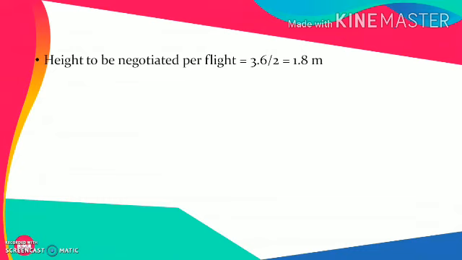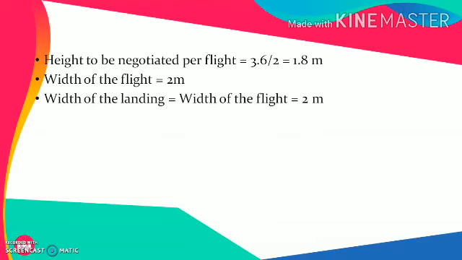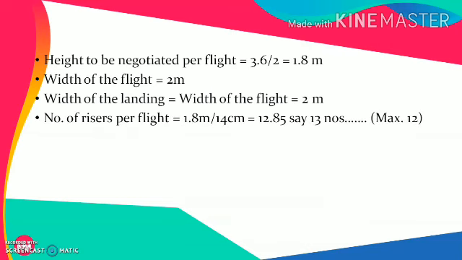So the height to be negotiated per flight, as we are providing 2 flights of identical nature, will be 3.6 upon 2, so it will be 1.8 meter. The width of flight is assumed as 2 meter, so the width of landing equal to the width of flight will be 2 meter once again. The number of risers per flight will be 1.8 meter upon 14 centimeter, so it will be 12.85. So say 13 numbers, as the maximum number to be provided is 12.